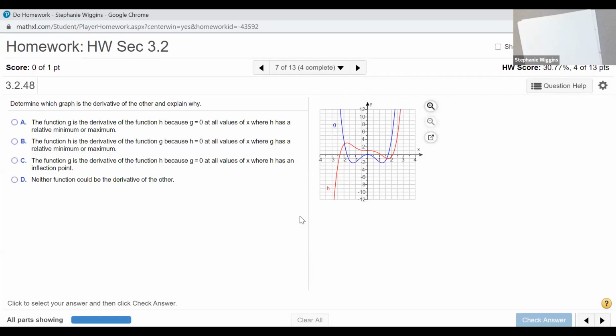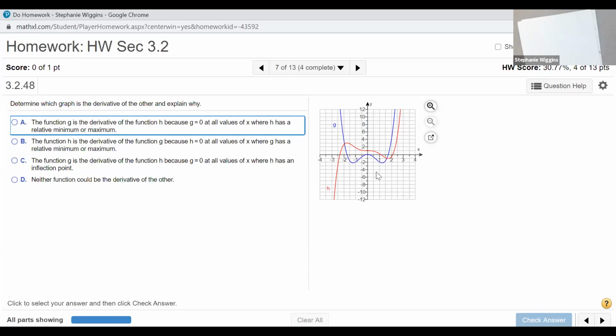All right. Here, this question. Determine which graph is the derivative of the other and explain why. Okay, let's read what they're getting at here. It says the function g is the derivative of the function h because g equals 0 at all the values of x where h has a relative minimum or maximum. So remember, the derivative, if it's equal to 0 at a certain point, then there's a relative maximum or minimum at that point.